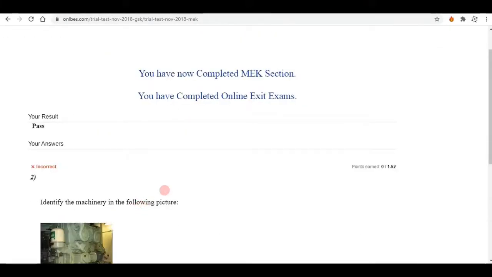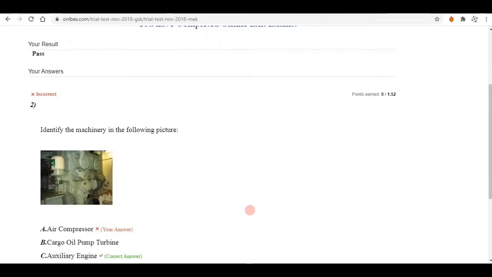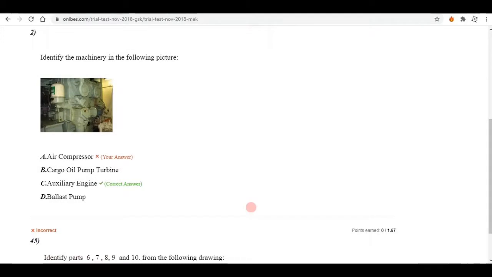So this was your MEK, Marine Engineering Knowledge Sample Test. So try and try harder, practice more. Practice makes a man perfect. If you practice these questions, I will give you more questions to practice, because the more you practice, the better you can give your exit exam. You don't have to worry about your exam.